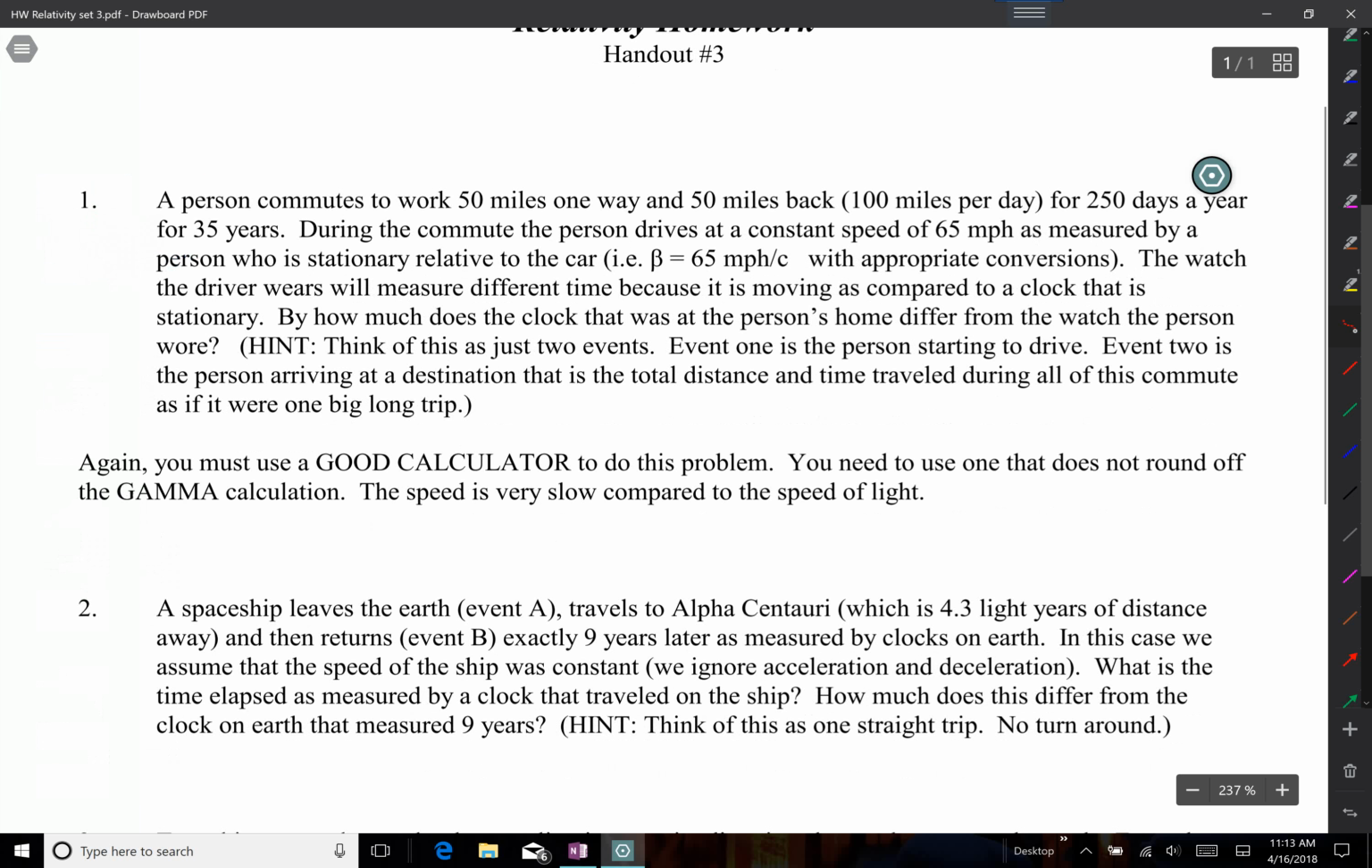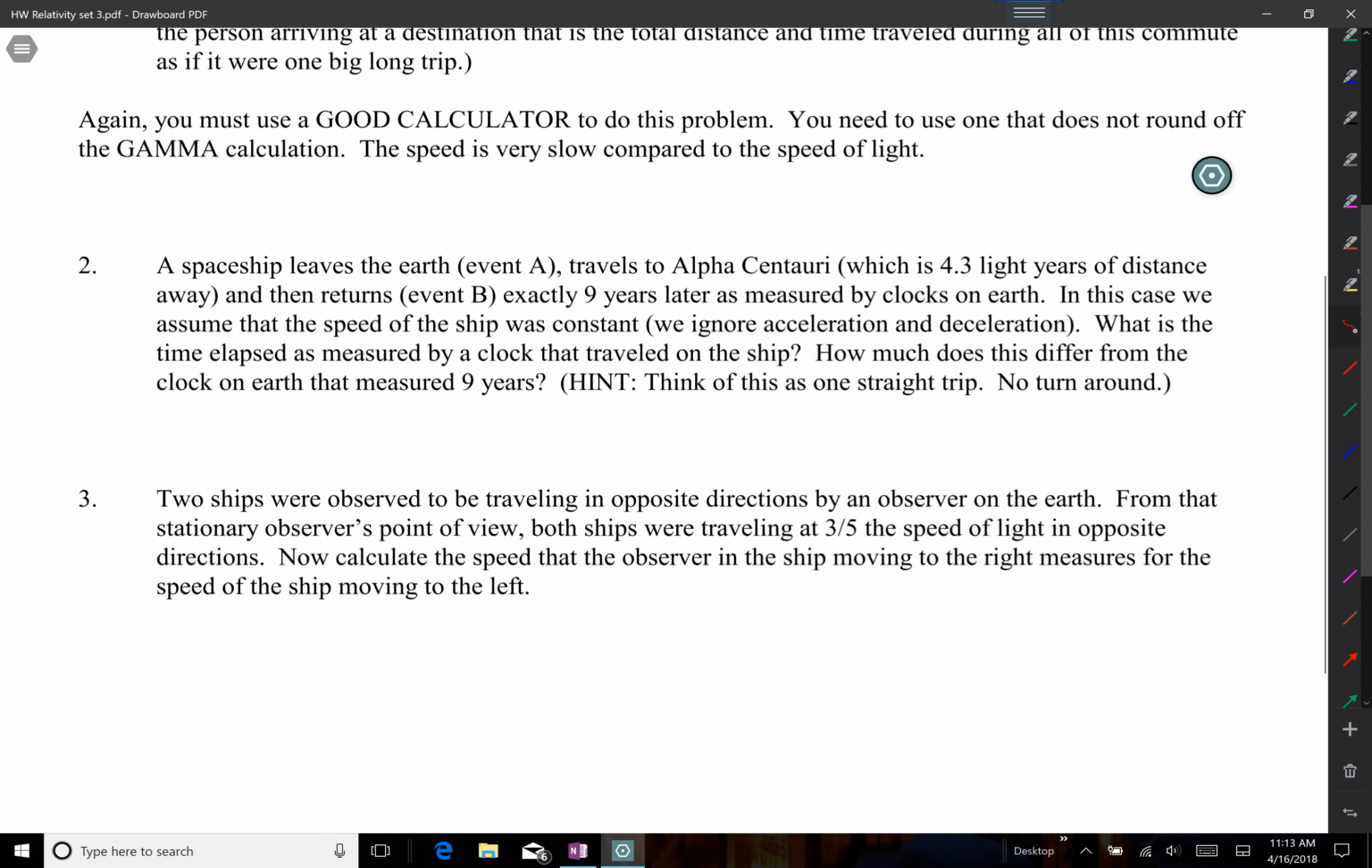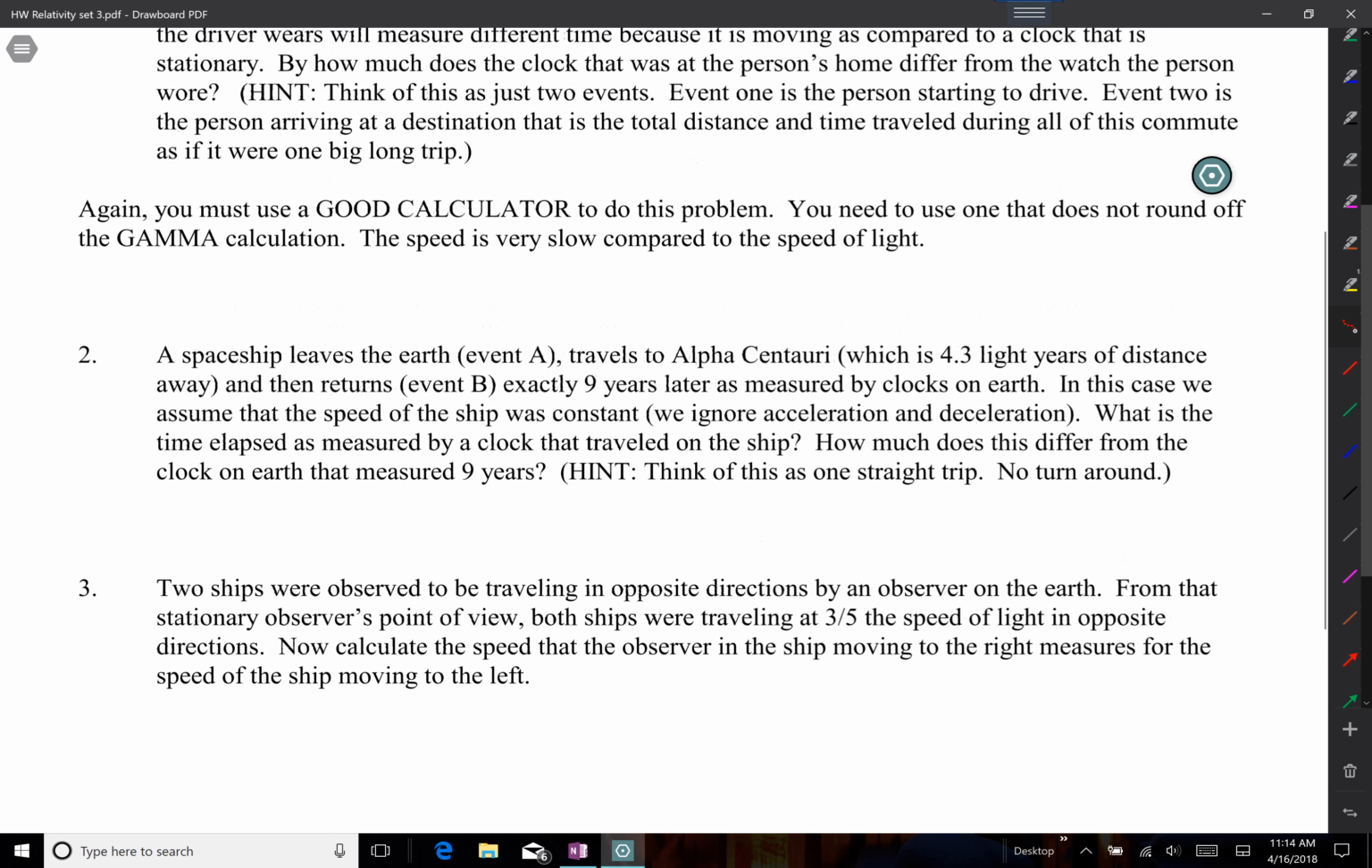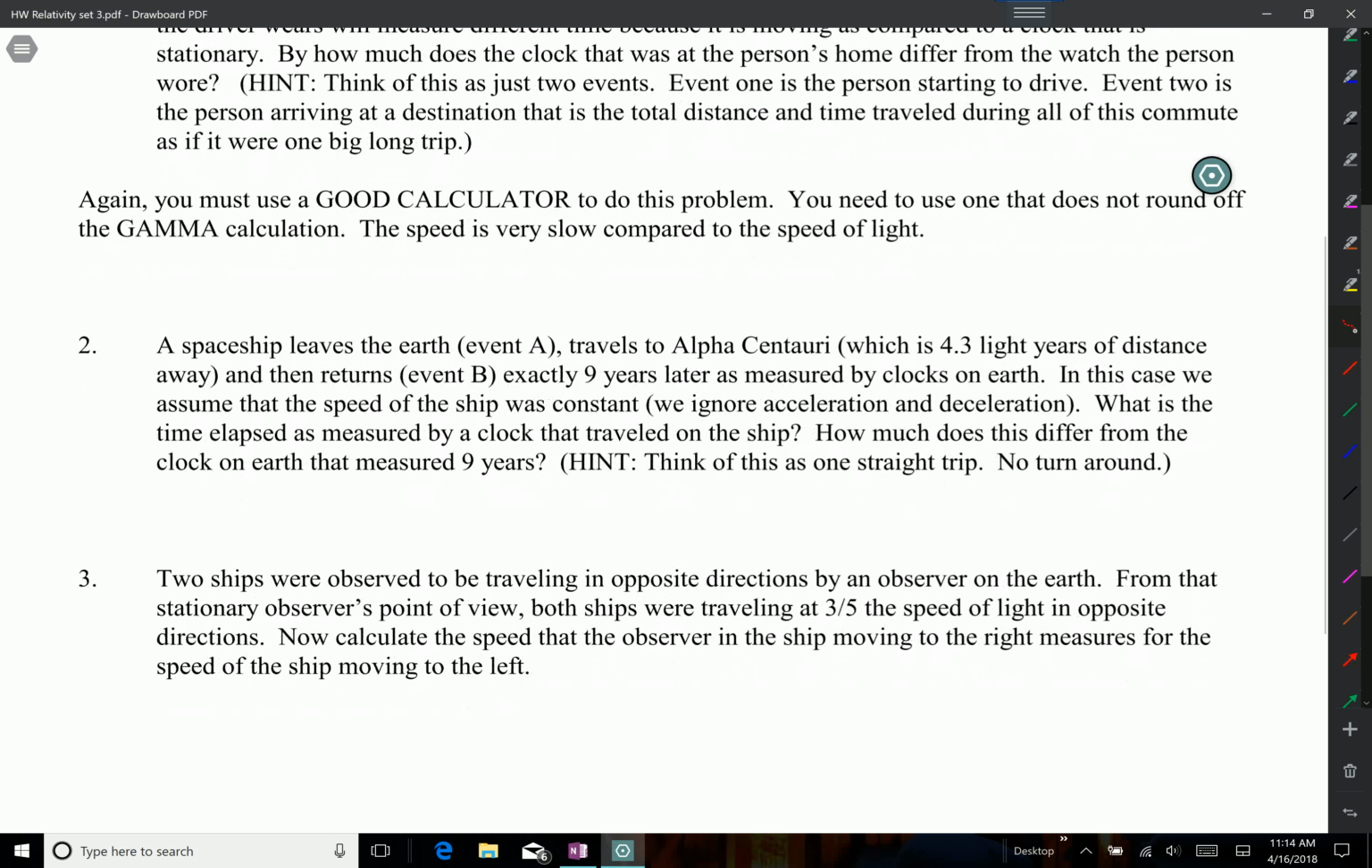And then let's take a look at the other one here. Okay, spaceship leaves Earth, flies to Alpha Centauri, 4.3 light years distance, and returns, and it's like 9 years later, as measured by the clocks on Earth. Assume the ship is K-smart. Okay, so again, this is a commuting problem. It's just like number one. So let's do a similar setup.